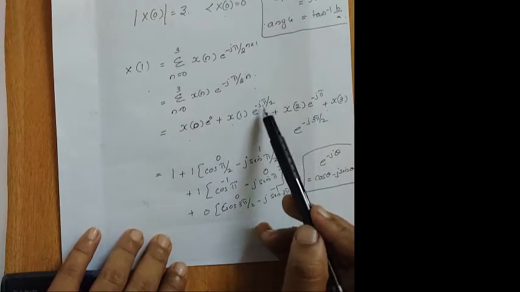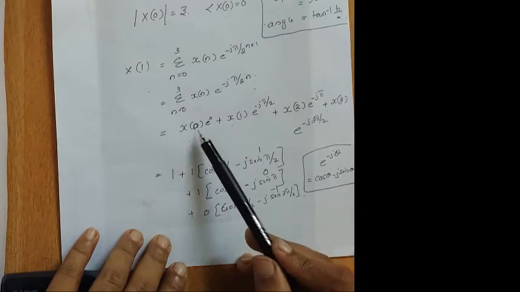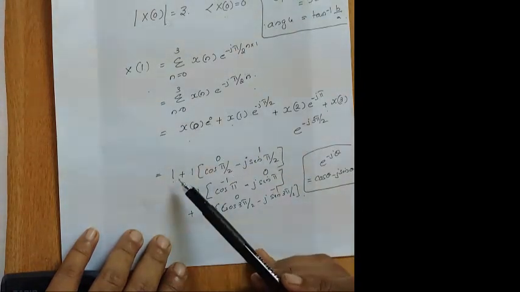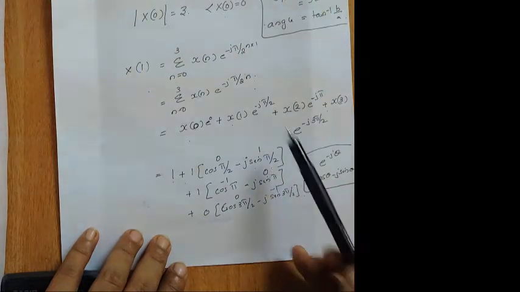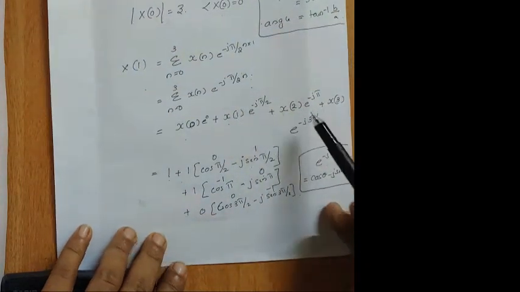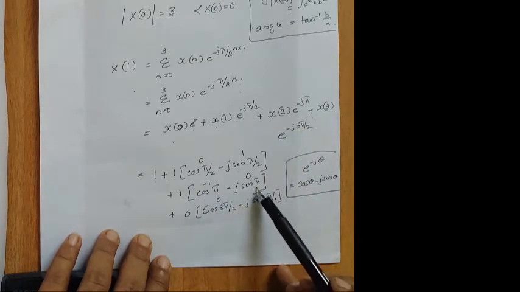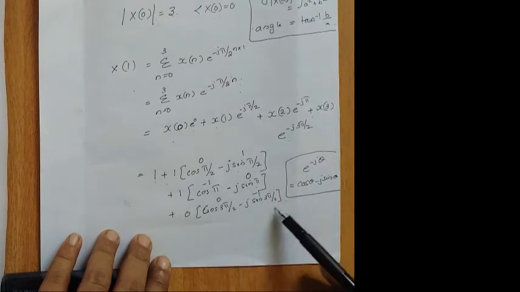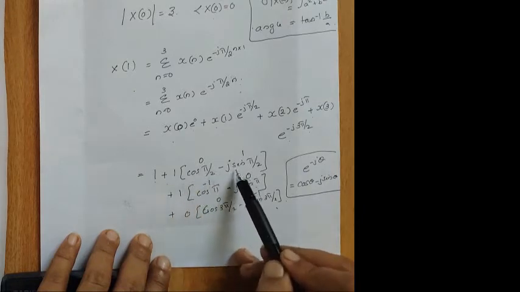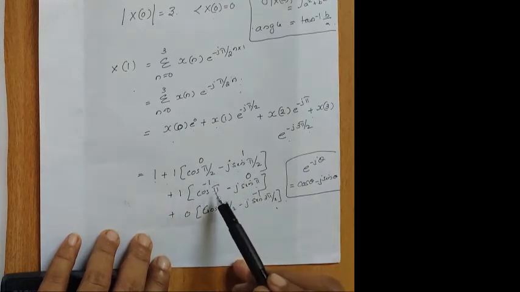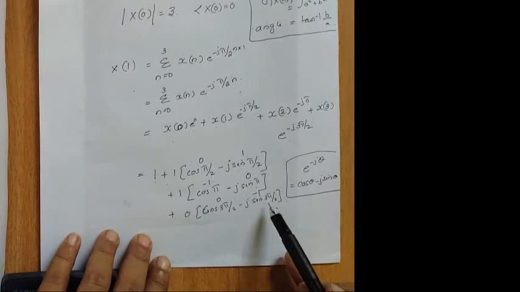Now you know e raised to minus j theta is equal to cos theta minus j sin theta. So you are substituting: x of 0 is 1, e raised to 0 is also 1, so 1 into 1 is 1, plus 1 into cos pi by 2 minus j sin pi by 2. Next is e raised to minus j pi, so you get cos pi minus j sin pi. Here it is cos 3 pi by 2 minus j sin 3 pi by 2. When substituting, you know cos pi by 2 is 0, sin pi by 2 is 1, cos pi is minus 1, sin pi is 0, cos 3 pi by 2 is 0, sin 3 pi by 2 is minus 1.